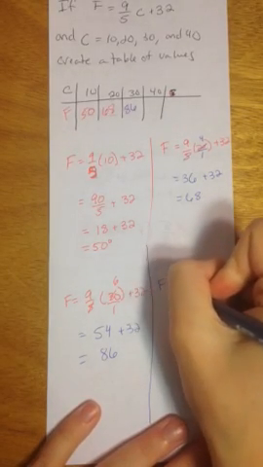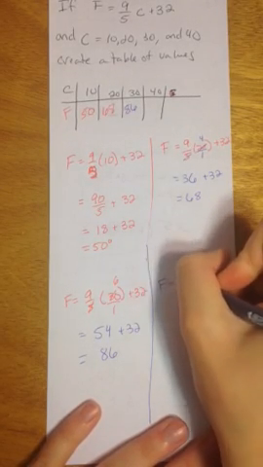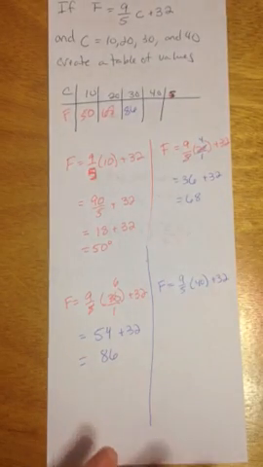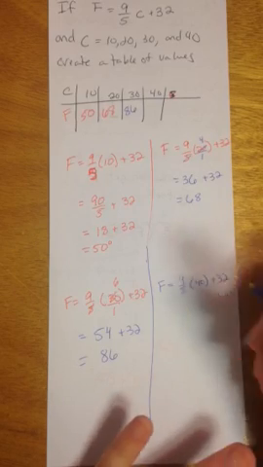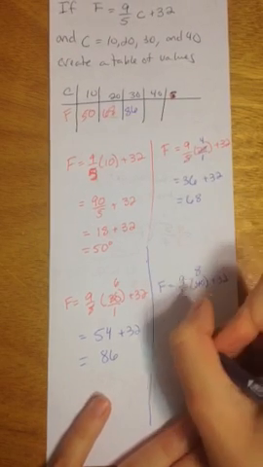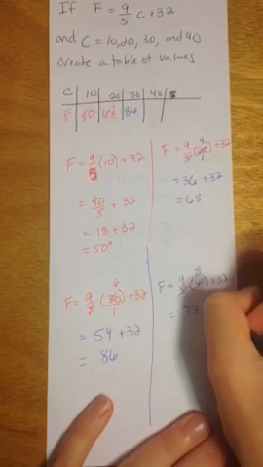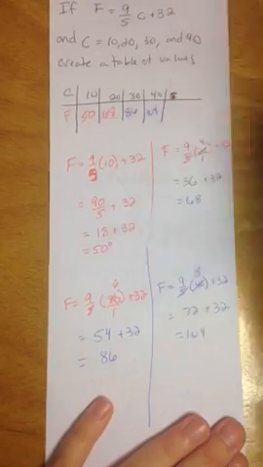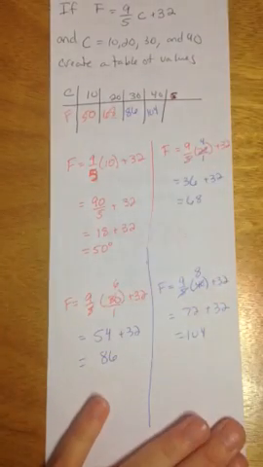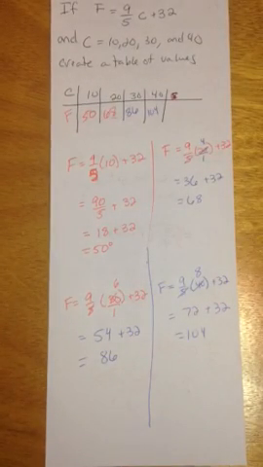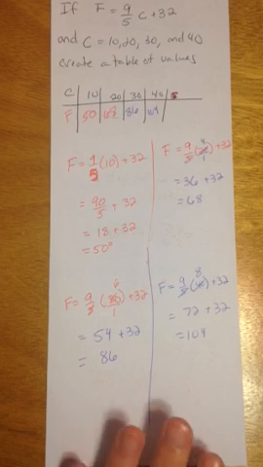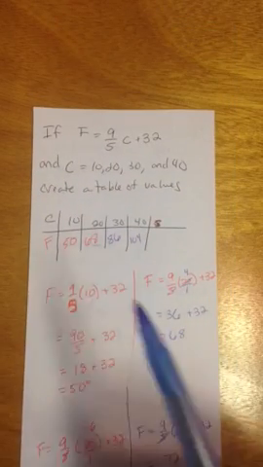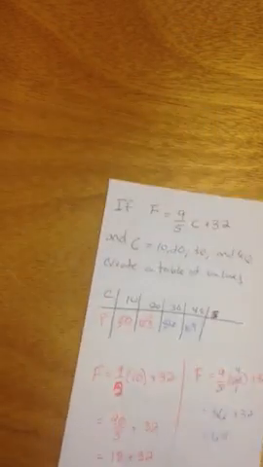And finally, if C is 40, if it's 40 degrees Celsius, what is it in Fahrenheit? Let's go ahead and pause the video, see if you can try this one on your own. And I'm going to keep going. 5 goes into 40 8 times, so I get 9 times 8 is 72 plus 32, which is going to give me 104 degrees. So when it's 40 degrees Celsius, we're getting pretty up there. Just a note for yourself, pause if you need to catch up a little bit there. But there's my table: 50, 68, 86, and 104.